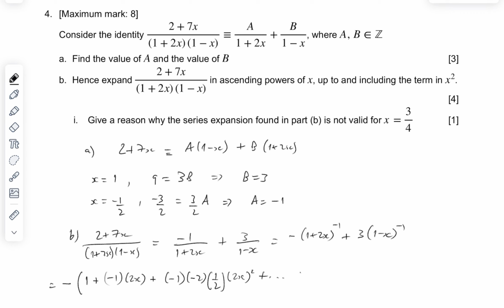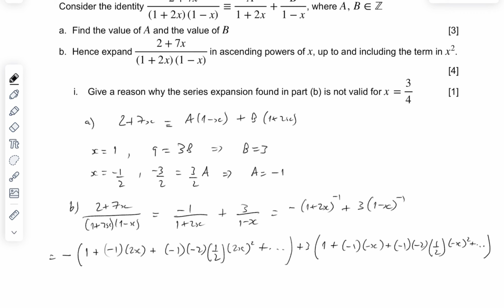and then we do plus 3 lots of, and then we do this expansion here, so we end up with a 1 there as well, plus negative 1 again, times negative x, plus negative 1, negative 2, 1 over 2 factorial, negative x squared, plus dot dot dot, and that gives us 2 expansions. We now expand the brackets on those.